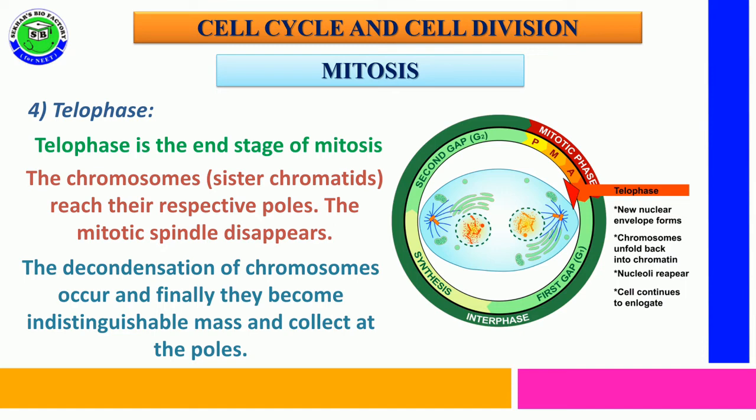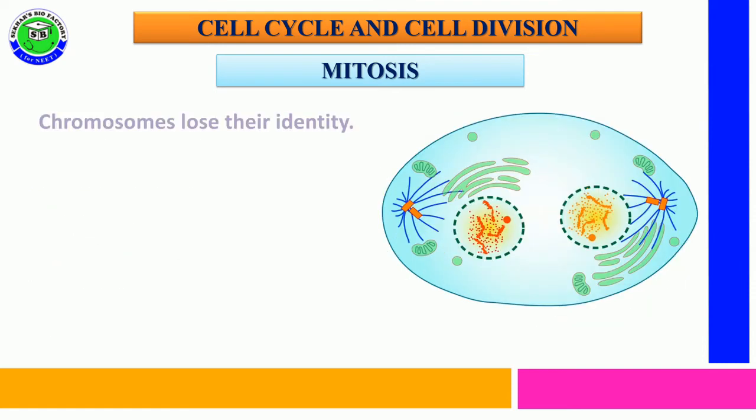In telophase, the decondensation of chromosomes takes place, and these chromosomes finally become an indistinguishable mass and collect at opposite poles. In this way, the chromosomes are decondensed into a network form of chromatin material at opposite poles. One of the most important changes in telophase is that the chromosome loses its identity, because the chromosome no longer appears as such; it appears in the form of a network of chromatin material.